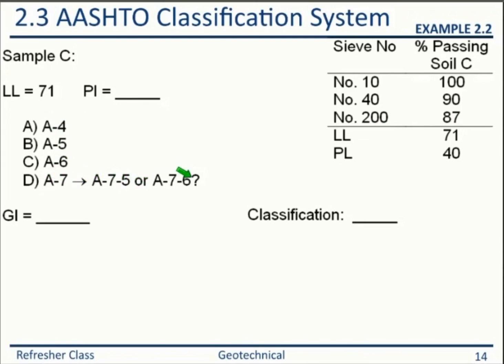So what is the PI value of this soil sample C? Can you give me the PI? PI is 31, right? Very good. Keep it in mind: PI of soil sample C is 31. We calculated it. Now, since you have got the liquid limit and PI, let's use figure 2.3.